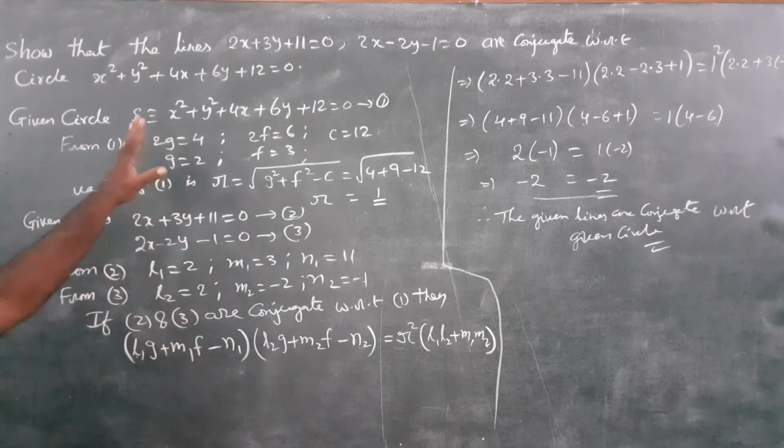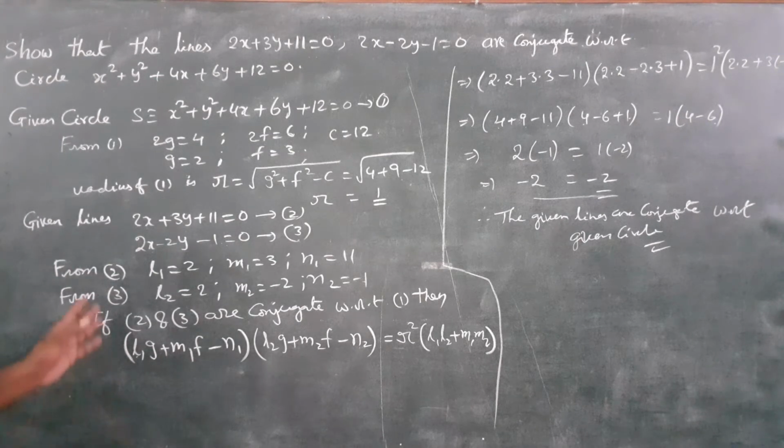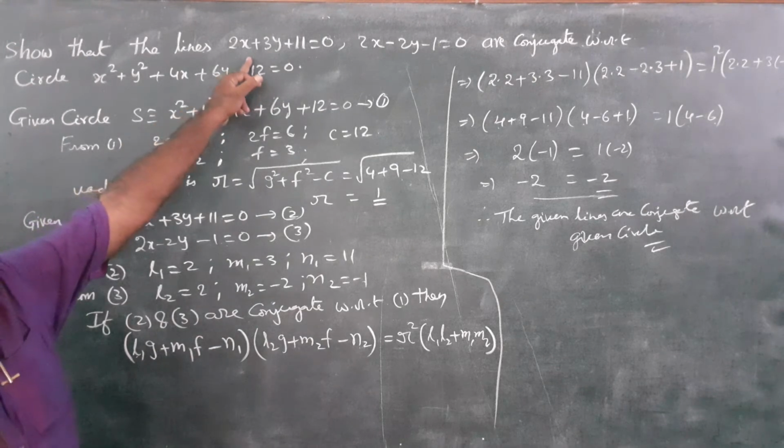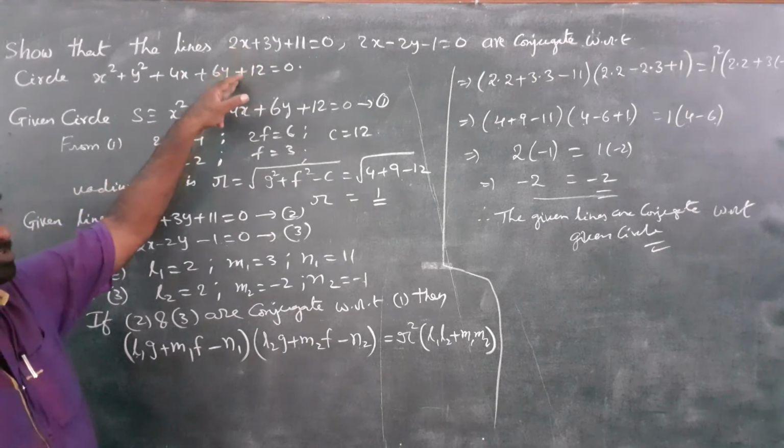Based on this condition we have to do this problem. This is also right and it is simple to everyone. That's why I prefer this model. Okay, next you have to do the same problem. If you are interested, you have to calculate the pole of this line with respect to this circle.